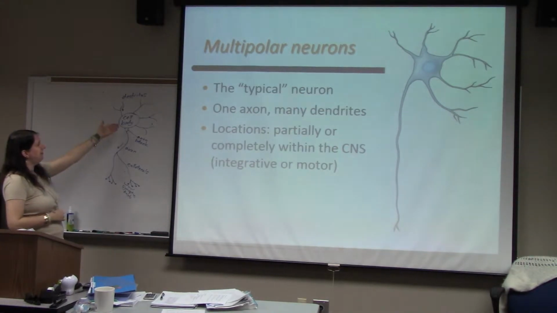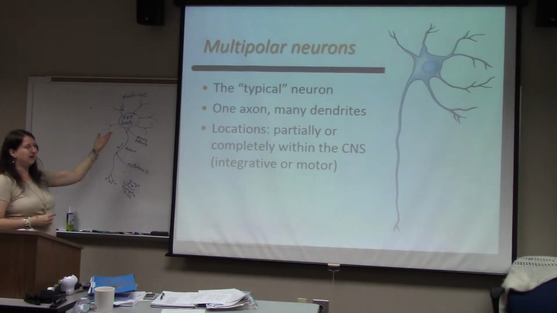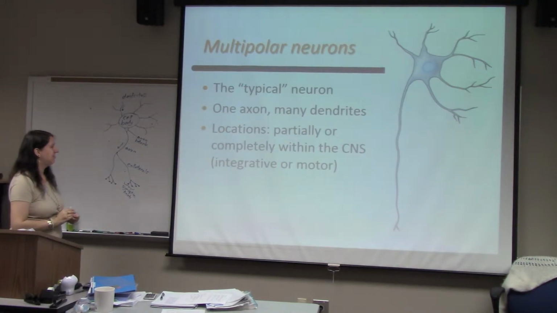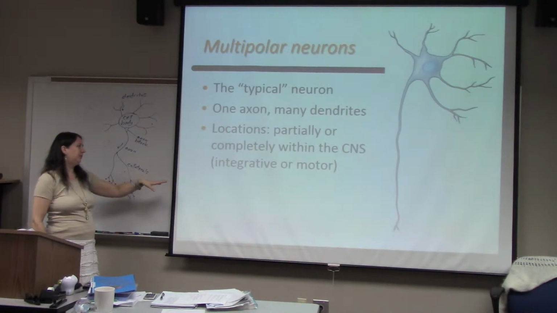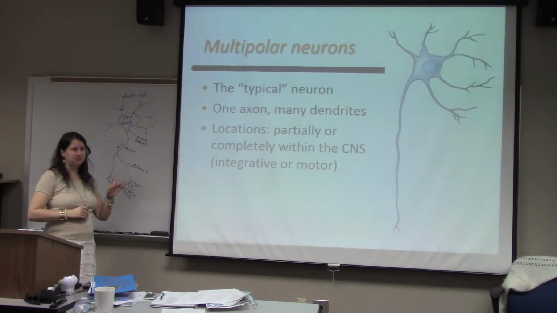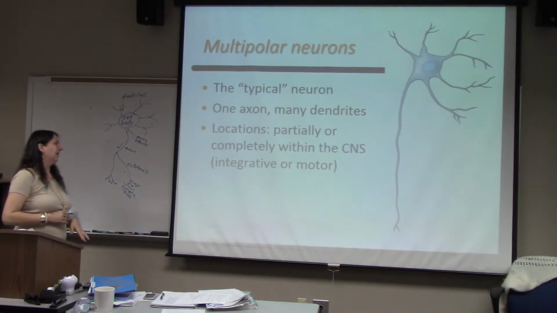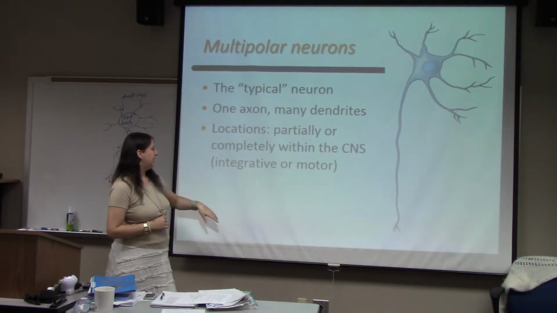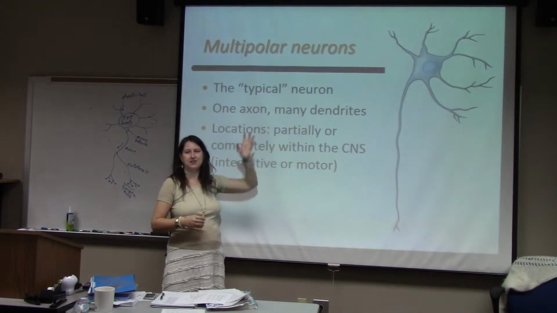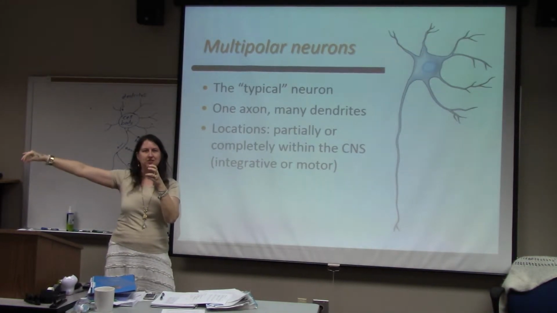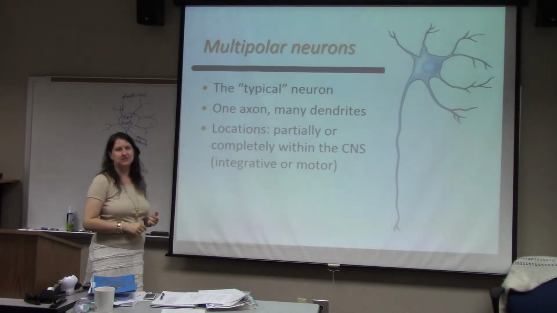What we usually see first is a multipolar neuron. One axon, many dendrites. Multipolar neurons are all located either partially or completely within the central nervous system. When they are motor neurons, their dendrites and cell body are in the central nervous system, and then the axon goes out to whatever organ it's going to control.